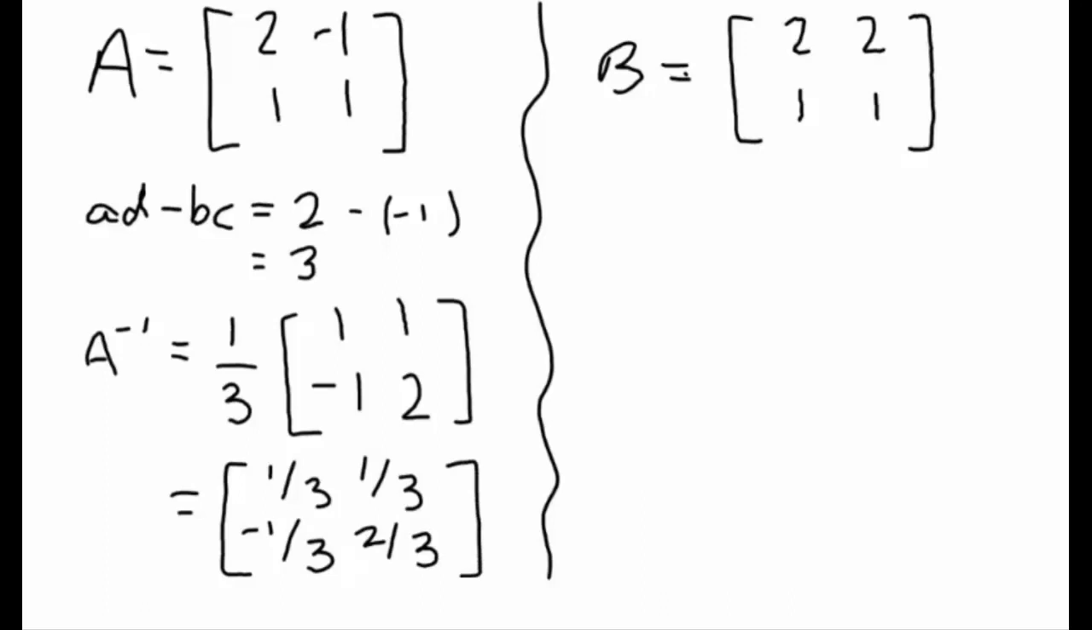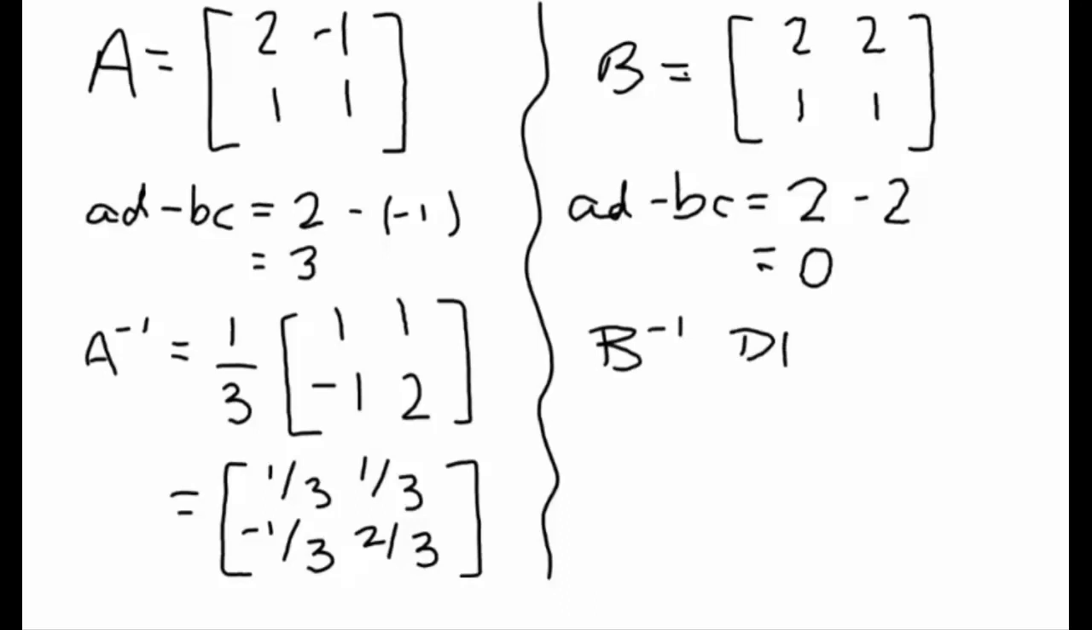For matrix B, we have A is 2, B is 2, C is 1, D is 1. And that gives us AD minus BC is 2 minus 2, or 0. This tells us that B inverse does not exist.